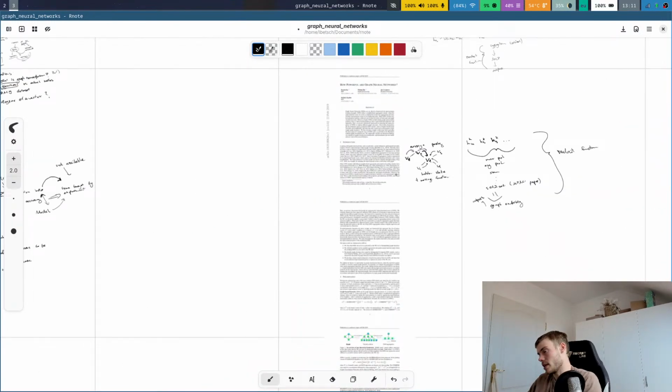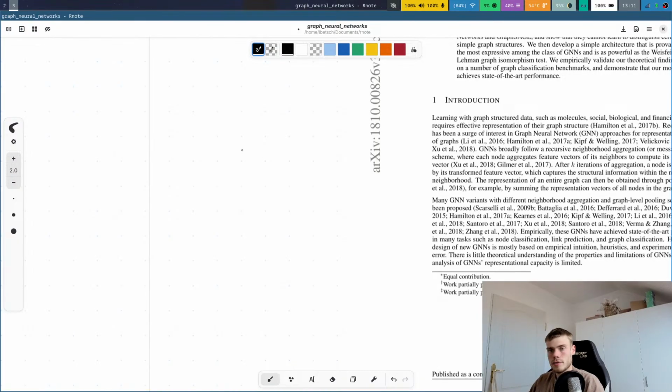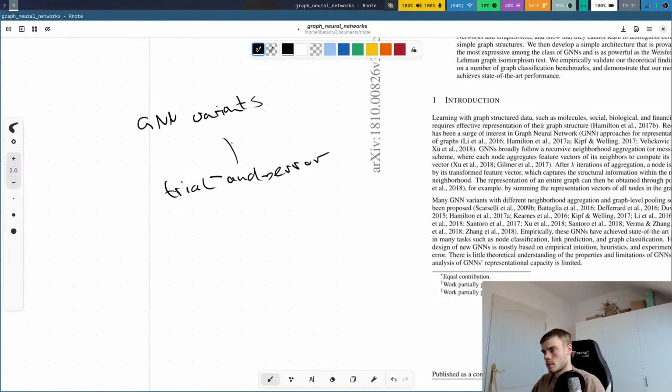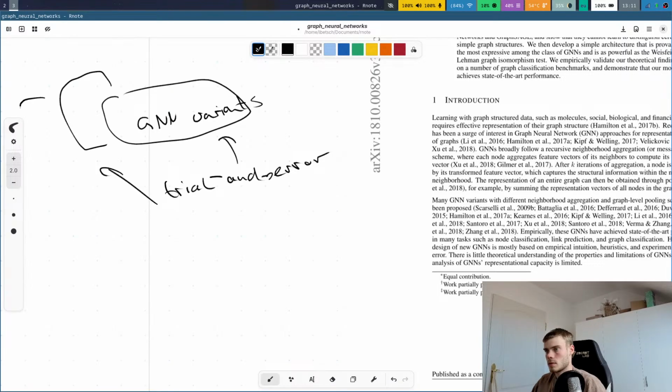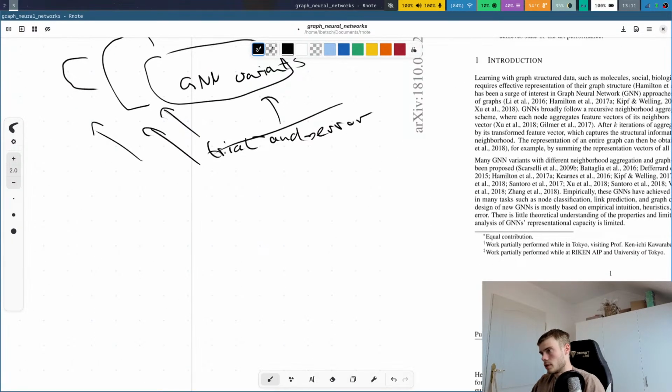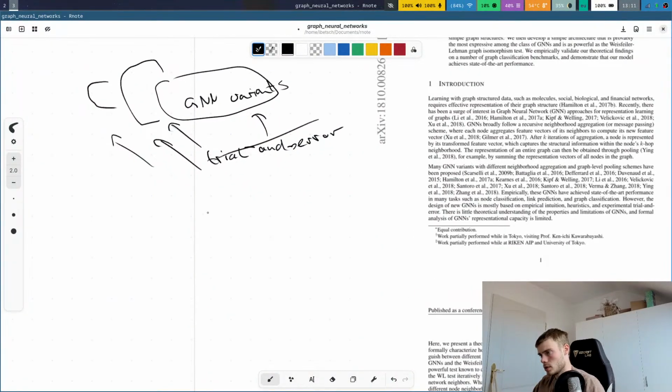So essentially what they are saying is, okay, we have so many different GNN variants, and it's basically a trial and error process of improving this. And we produce so many of these, right? Boom, boom, boom. But we want to do it differently. We want to take a theoretical approach.